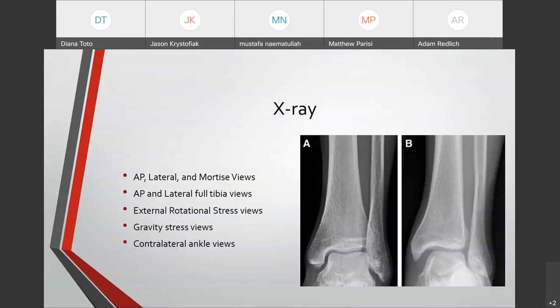Some things you're looking for are decreased tibiofibular overlap. So that would be this area right here. On a normal AP view, you expect to see greater than 6 millimeters. On a mortise view, you expect to see greater than 1 millimeter. You look to see an increased medial clear space. So that would be right here. Again, normal is less than or equal to 4 millimeters. And then you look for the increased tibiofibular clear space. So that would be this area here, and this is less than 6 millimeters on both AP and mortise views.